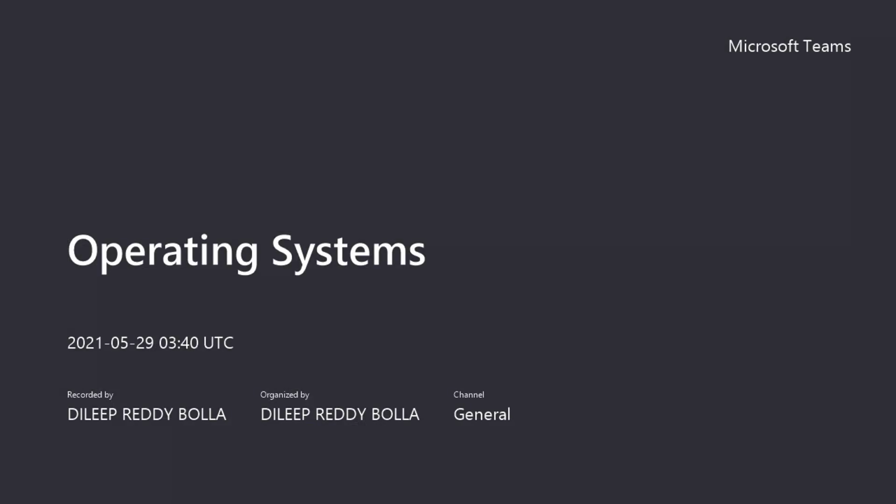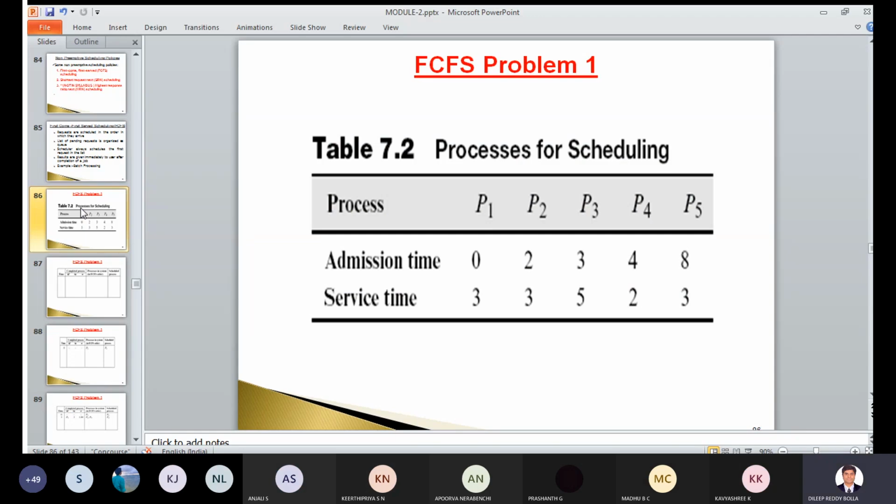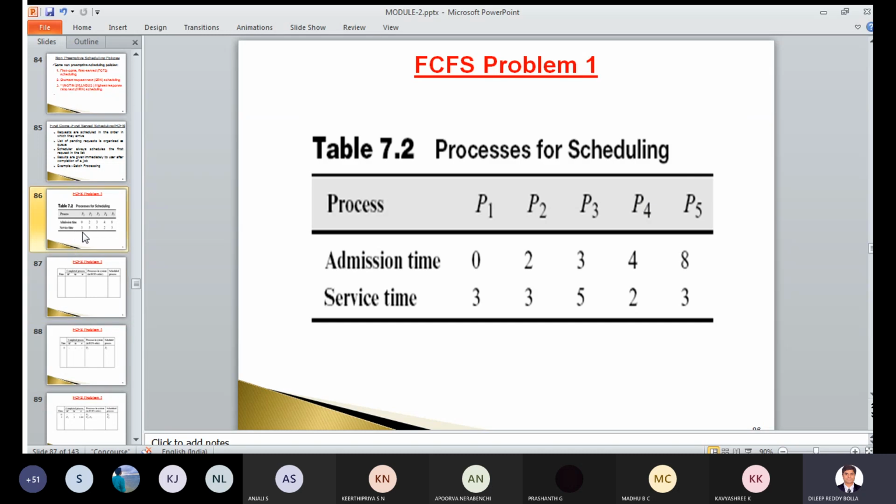So this was the problem. What we have, admission time is given, service time is given. So based on this admission time and service time, we need to schedule it. So this is the box we need to fill. What time here? Time we can write like this.